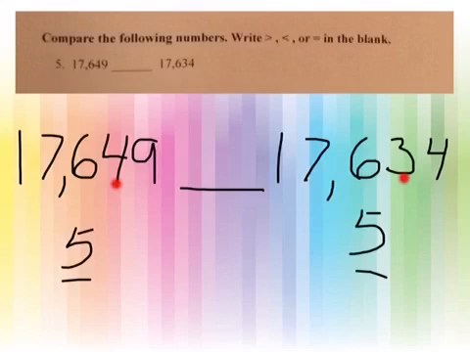Aha! This is where I finally find a difference. Over here on the left, I see that this one has a 4 in the tens place, and on the right, this one has a 3 in the tens place. And I can see that 4 is larger than 3, or, because it's in the tens place, 40 is greater than 30. So I now know that this number over here is greater than this number over here. So all I have to do is put in my greater than symbol. So 17,649 is greater than 17,634.